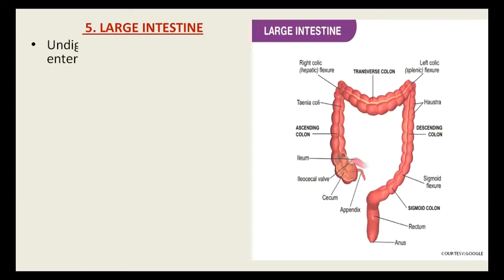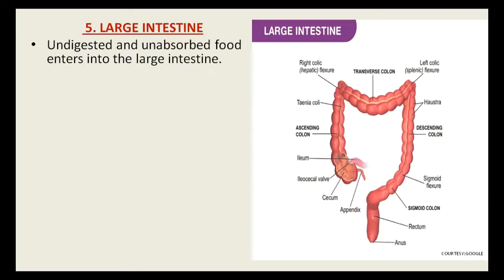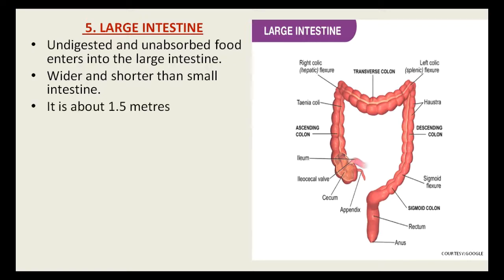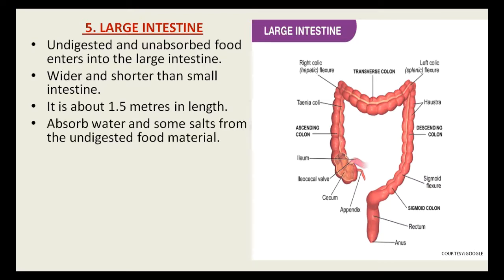The fifth one is the large intestine. Undigested and unabsorbed food enters into the large intestine. The large intestine is wider and shorter than the small intestine. The large intestine is about 1.5 meters in length. The large intestine absorbs water and some salts from the undigested food materials.